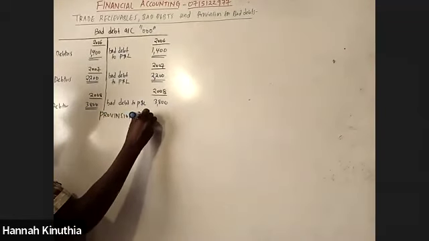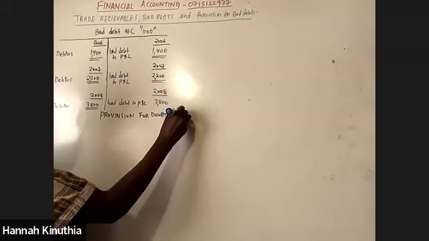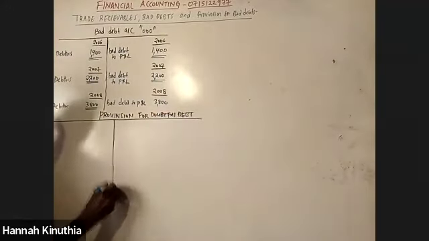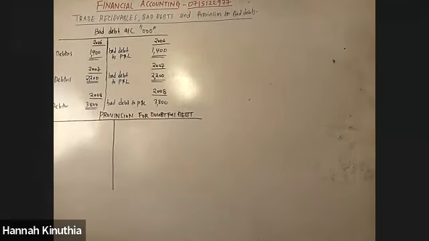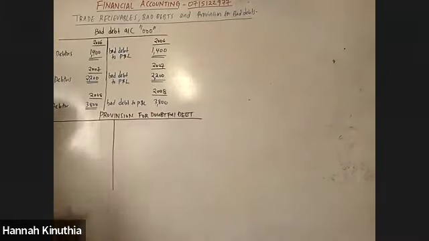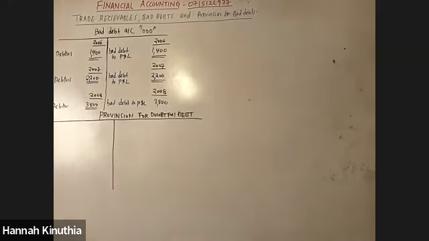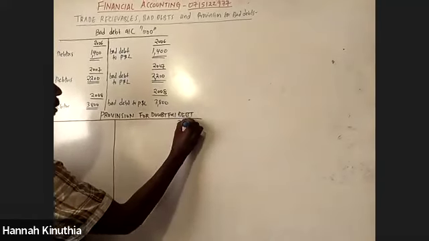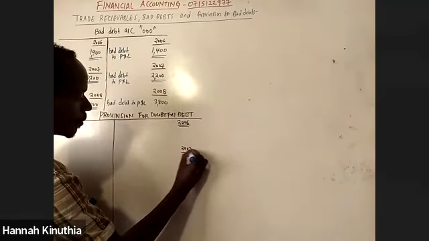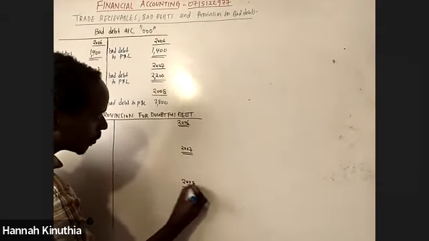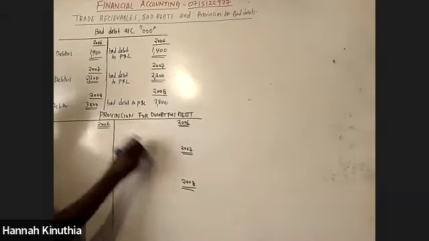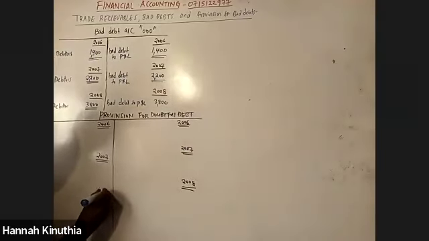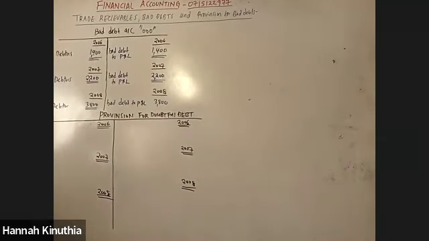Provision for doubtful debt, I think that one is okay. In that case, now we need to calculate the first provision. So 2006, 2007, or 2008. I think it will fit. So 2006, 2007, then the last one 2008. I think it will fit. So let's see the provision.